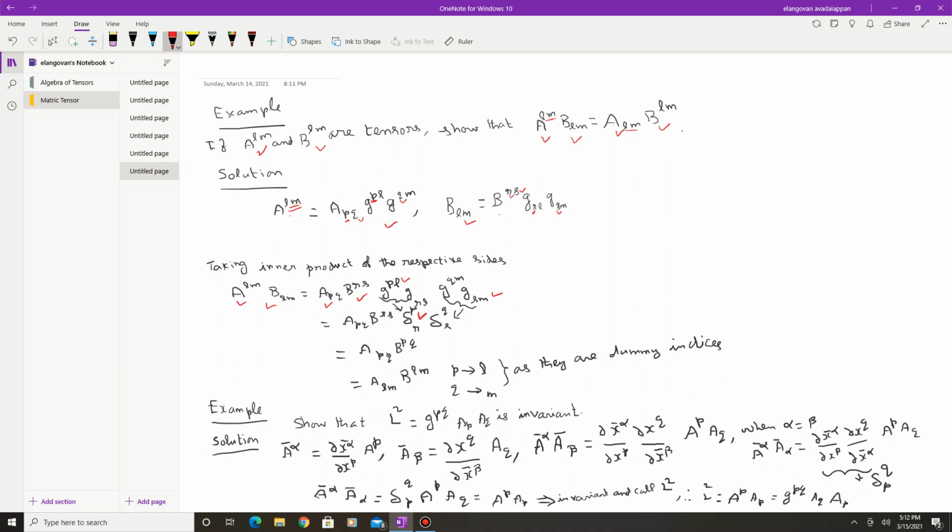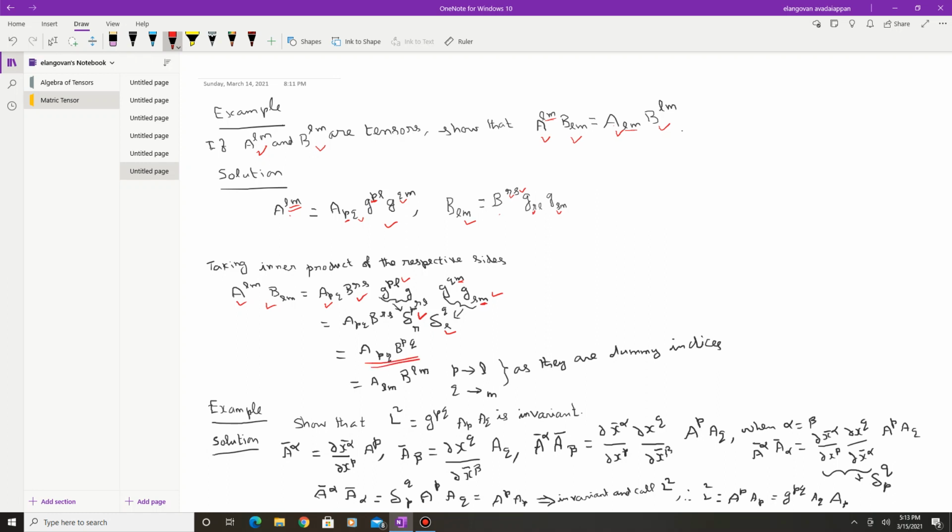Here M, this index and this is identical, so it will disappear. So Q and S, this is a delta QS. So we will have a non-vanishing value only when P is equal to R and Q is equal to S. Therefore, in this tensor component, you have to replace P is equal to R and Q is equal to S. Finally, we will get A, P, Q, B, P, Q. So we will get finally this result.